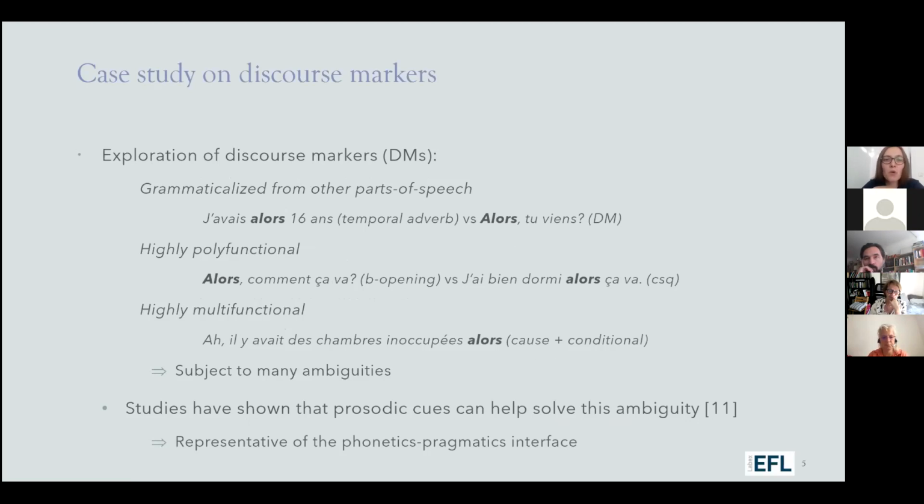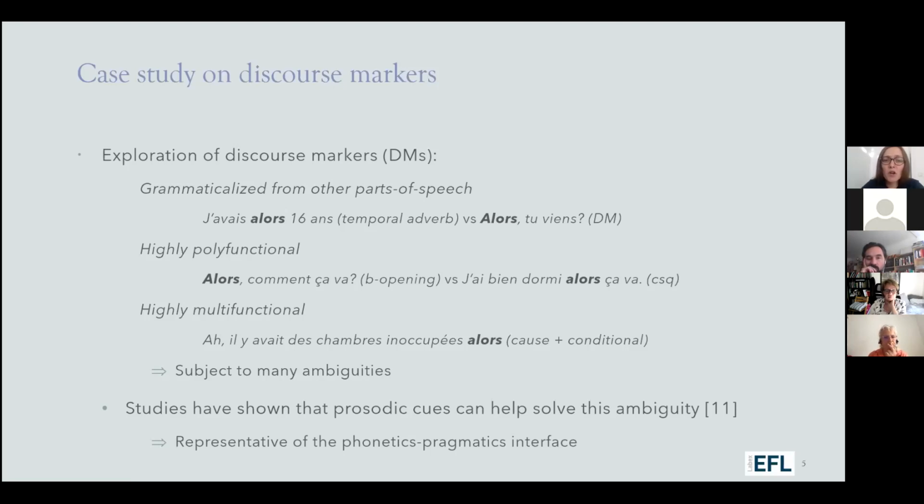And we looked at discourse markers because they are very frequent, but they also are grammaticalized from other parts of speech. So for example, j'avais alors 16 ans. Alors is a temporal adverb, but when I say alors tu viens, it's a discourse marker. It's a highly polyfunctional word.